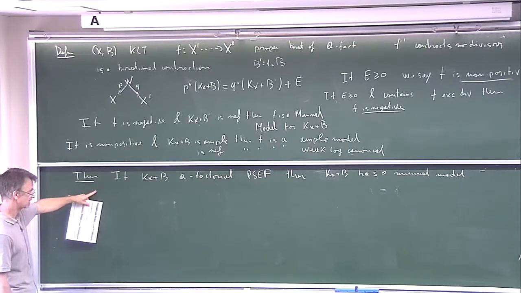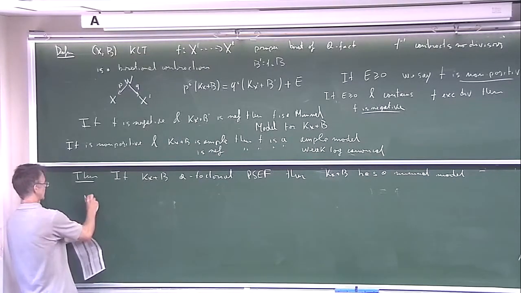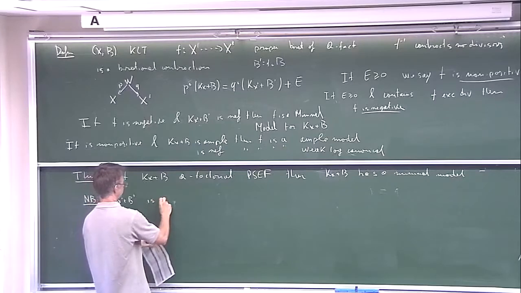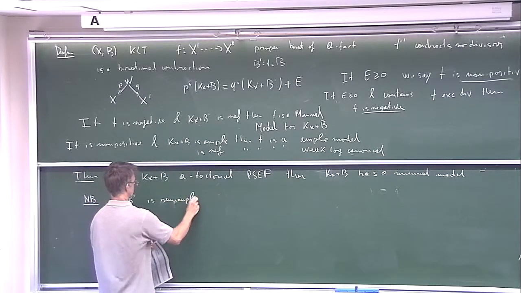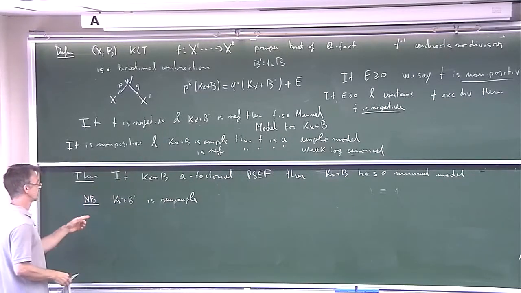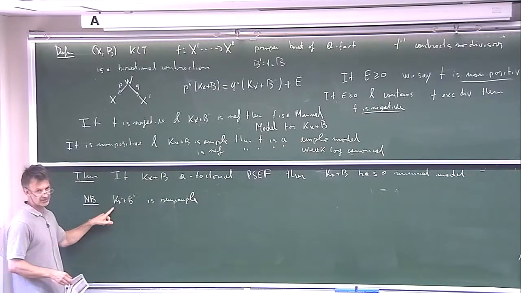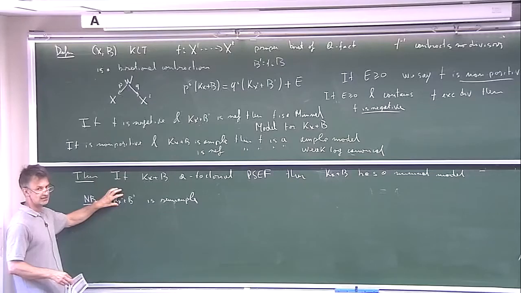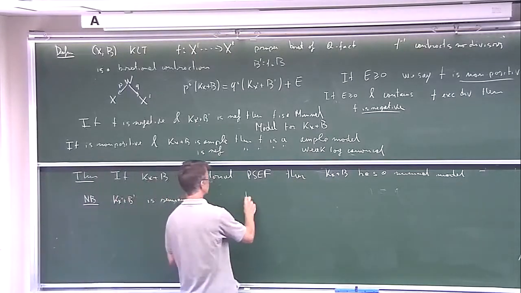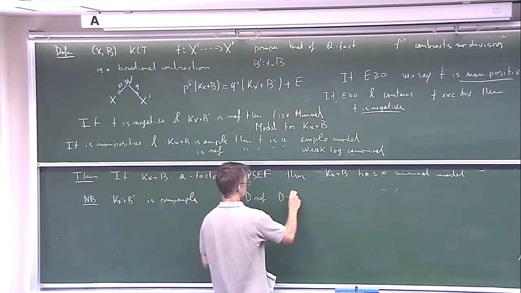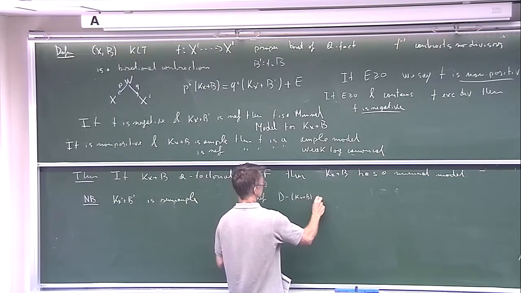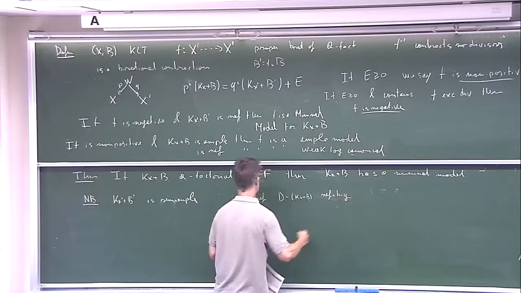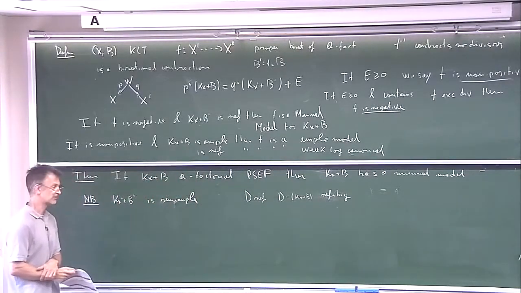I did want to remark in this case that something nice happened: Kx' plus B' not only is nef, but is semi-ample. Because the point is that you want to apply the base point free theorem to this, right? Now, the base point free theorem says you need a KLT pair, and then you need a nef divisor D such that D minus (Kx plus B) should be ample, or just nef and big. That's how you get a semi-ample divisor according to the base point free theorem.